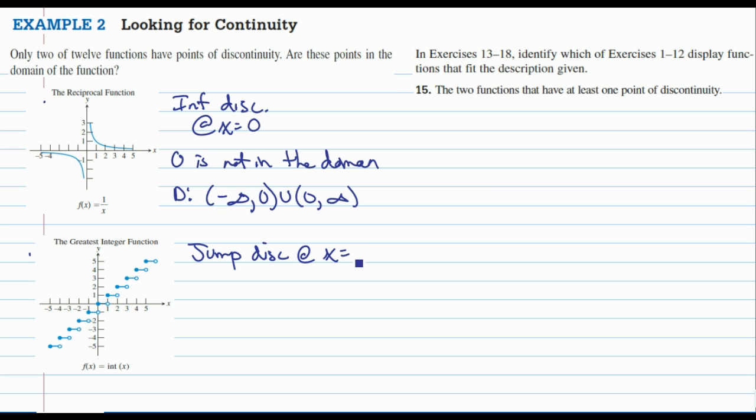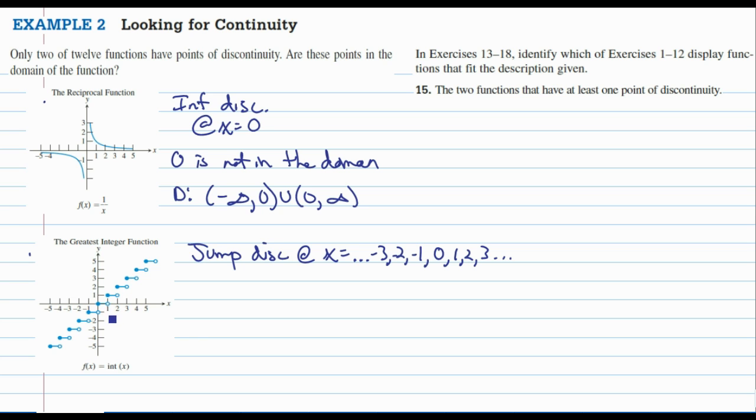So to represent that pattern, I'm going to put dot dot dot, negative 3, negative 2, negative 1, 0, 1, 2, 3, dot dot dot. The dot dot dot shows me that that pattern continues both to negative infinity and positive infinity. Now those values, though, are in the domain of the function.